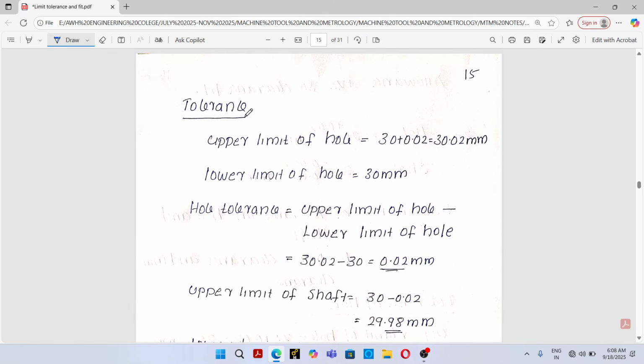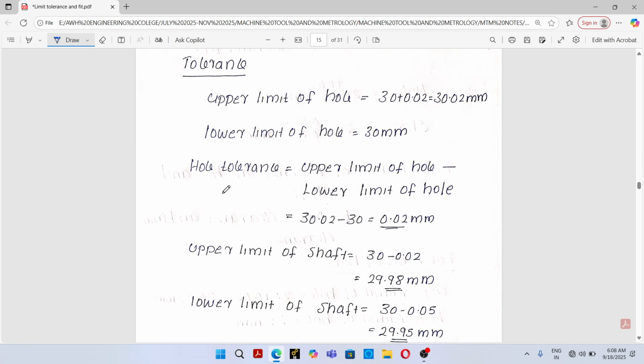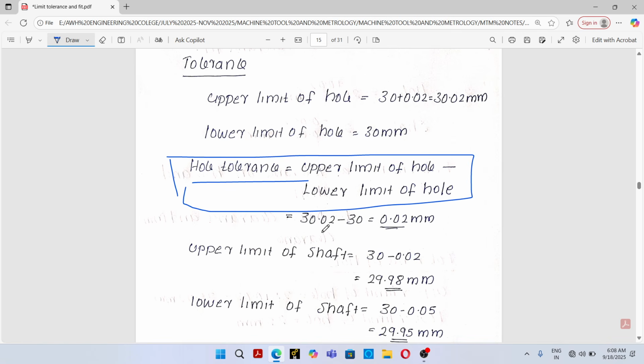So tolerance, what is the definition of tolerance? Upper limit minus lower limit. So upper limit of hole, that means 30 plus 0.02, equal to 30.02 mm. Lower limit of hole is equal to 30 mm. Then hole tolerance, upper limit of hole minus lower limit of hole. That's the definition of hole tolerance. So 30.02 minus 30, 0.02 mm.